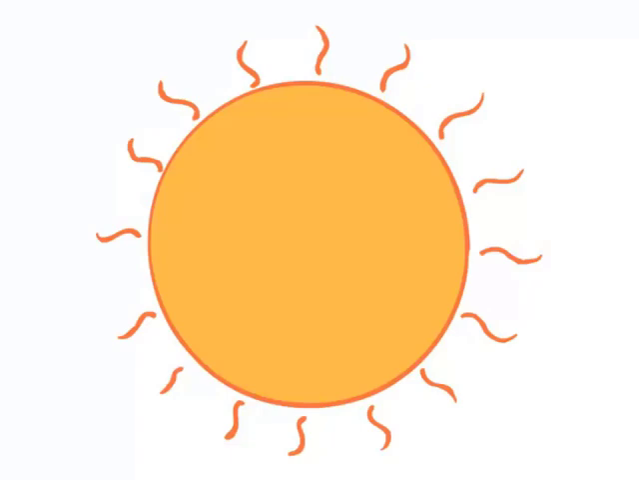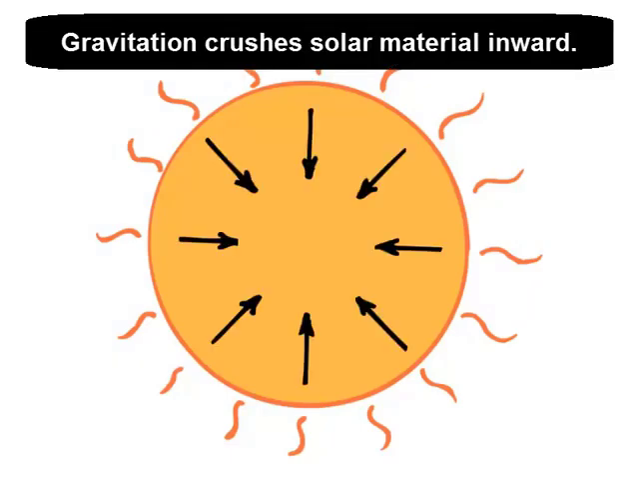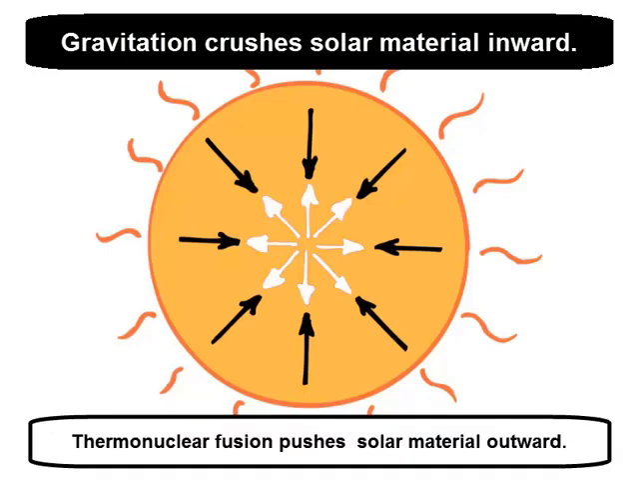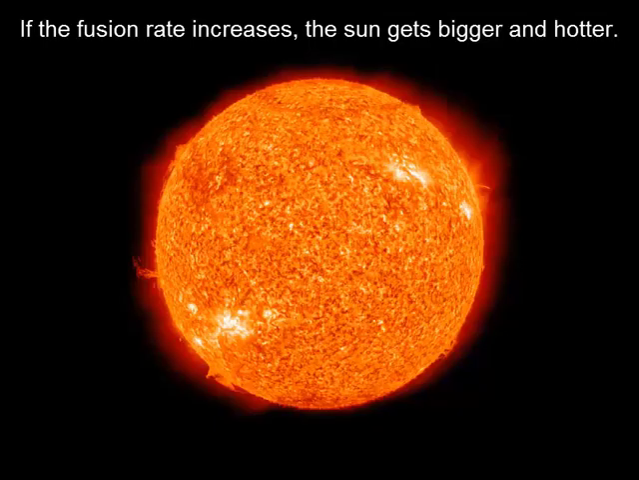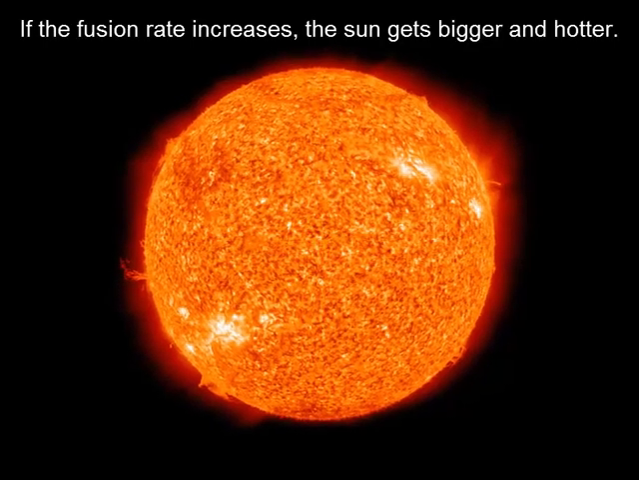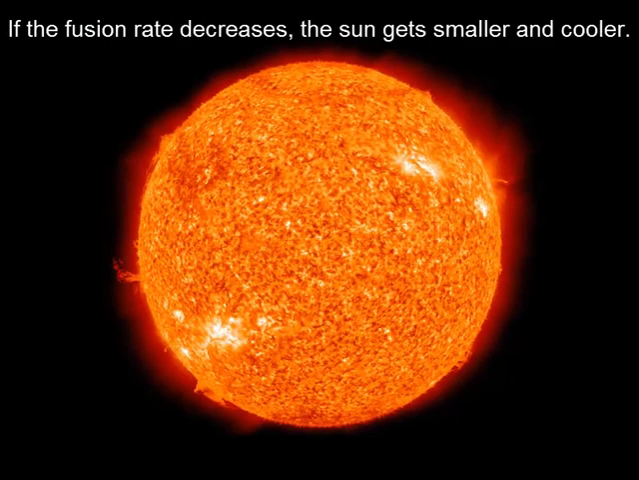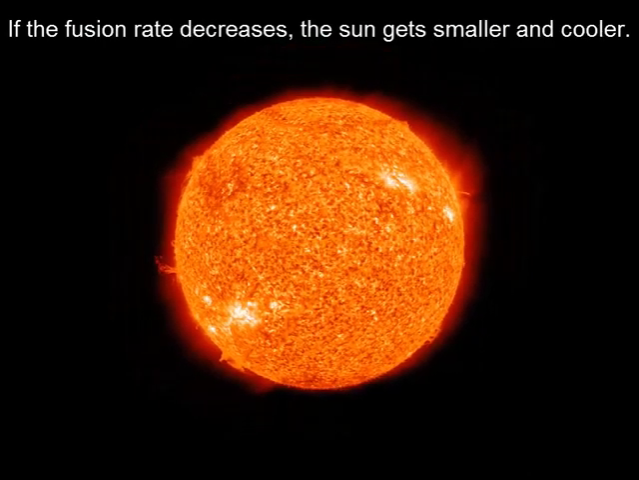Two main processes go on continuously in stars like our Sun. Gravitation tends to crush all solar material towards the center. Thermonuclear fusion, consisting of reactions similar to those in a hydrogen bomb, tends to blow solar material outward. When the processes of gravitation and thermonuclear fusion balance each other, the result is a star of a given size. If the fusion rate increases, the Sun will get hotter and bigger. If the fusion rate decreases, the Sun will get cooler and smaller.